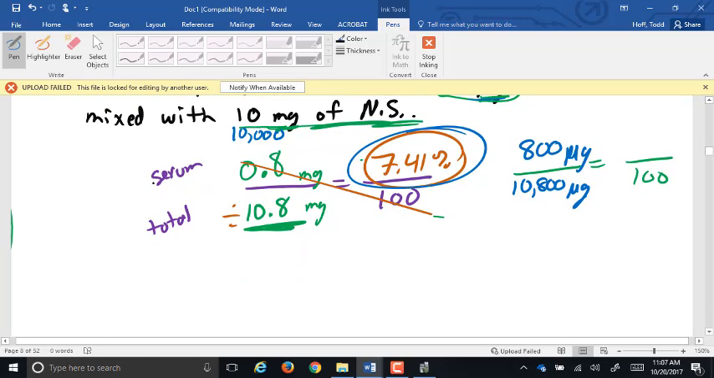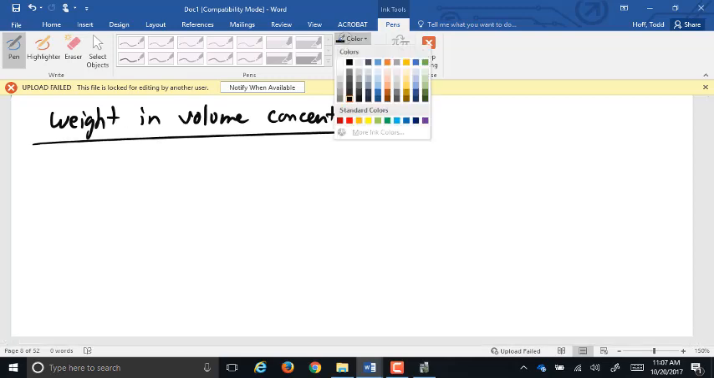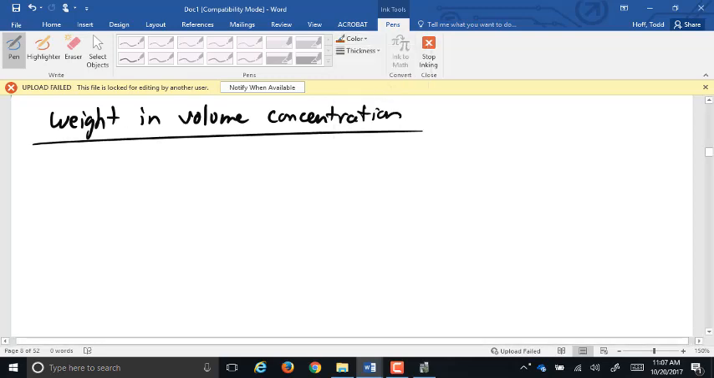One other type of concentration we want to talk about is a weight in volume concentration. A little bit of a review of our metric system before we can make this one work. The definition of 1 gram is the mass of 1 milliliter of water.